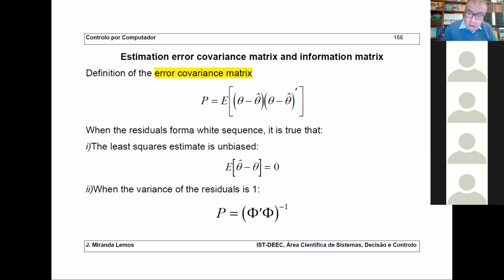There is a common mistake that associates whiteness with Gaussianity. It's not true. You can have a white sequence which is not Gaussian, and vice versa.